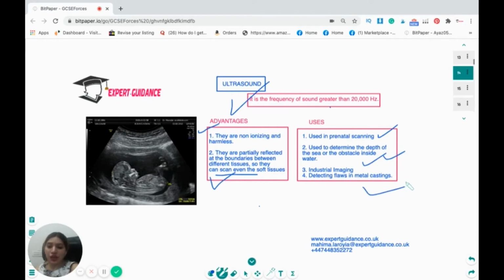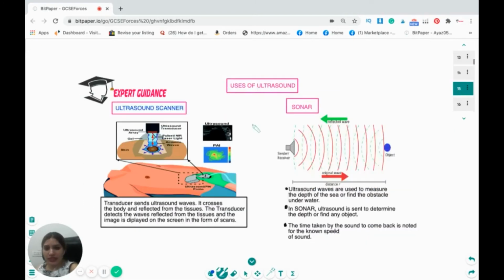Now, you should know the advantages and uses of ultrasound. They have come up in the exams, like note-making questions or some short questions, like what are the advantages, why ultrasound are used in prenatal, because they're non-ionizing and harmless. So you should know all these points. So what are the uses of ultrasound? The use of ultrasound is in the ultrasound scanner.